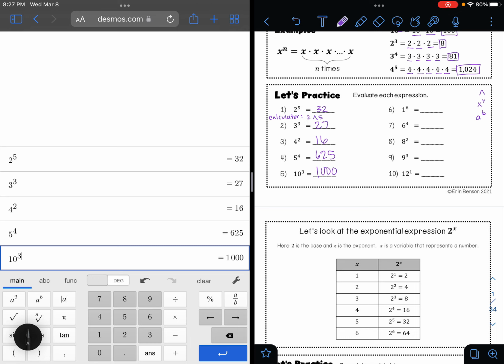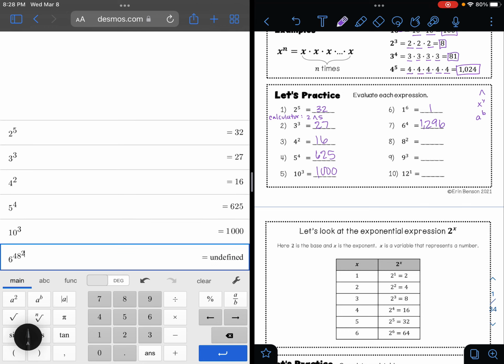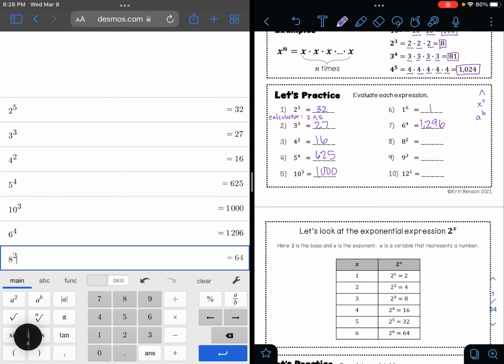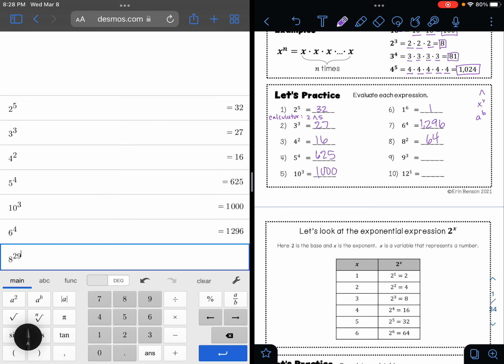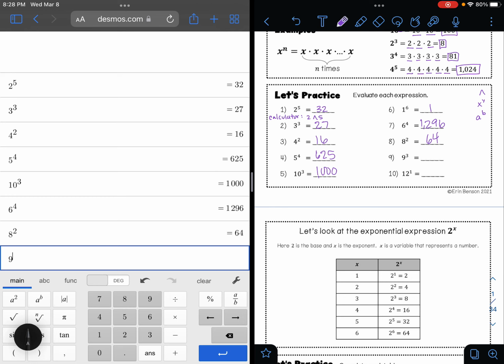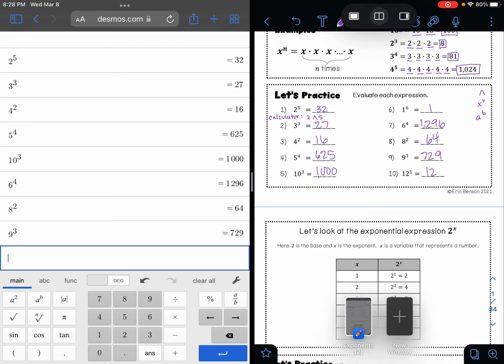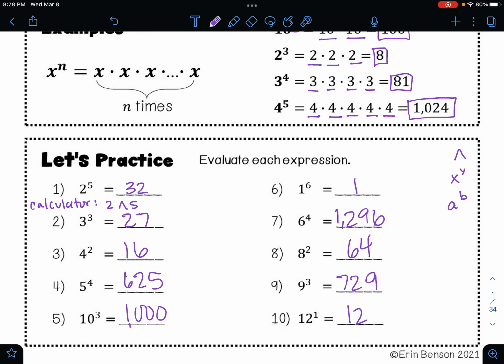When you do this, 1 raised to the sixth power is 1. 6 raised to the power of 4 is 1296. 8 raised to the second power is 64. 9 raised to the third power is 729. And 12 raised to the first power is 12. So that is how you evaluate using your calculator.